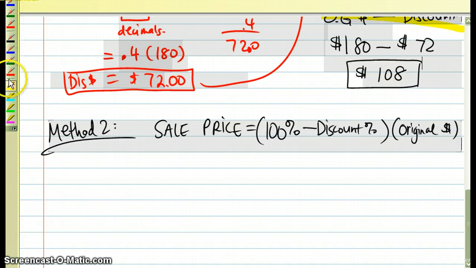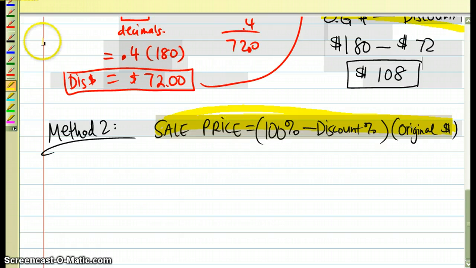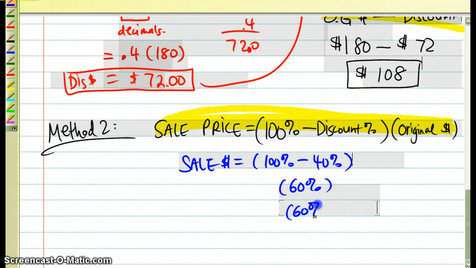So let me show you. So you only have to use one equation. And actually this can also become a proportion. I'll show that as well. So our sale price is now 100% minus the discounted 40%. Okay, meaning we're only going to pay for 60% of that item. Okay, we don't need to pay the full 100%. We get to save 40% of it. So we pay the 60%. So we pay 60% of it out of the original price of $180.